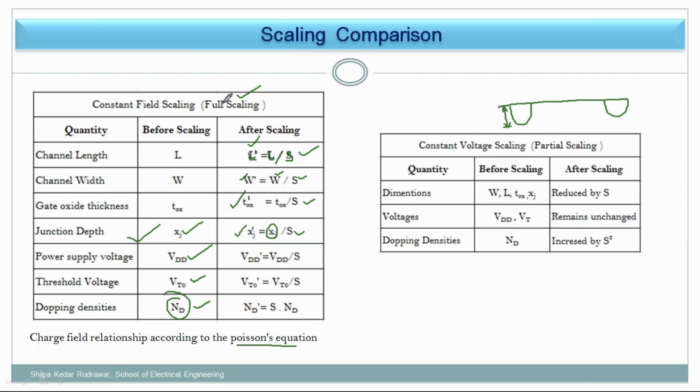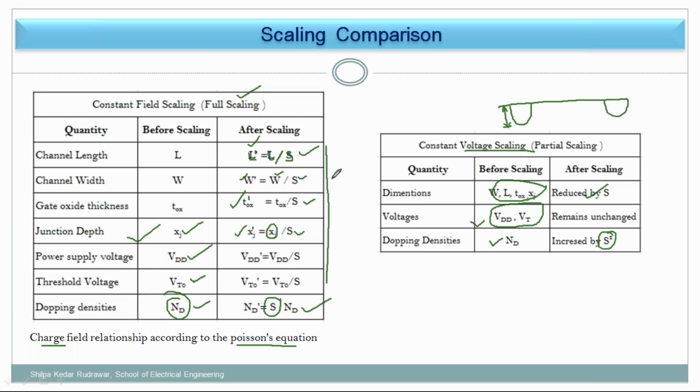So in full scaling, what is happening? Every parameter is scaled down, you are able to see. But if you scale down the doping, we will not have proper charge, and that's why you need to scale up this value. But here you are able to see constant voltage scaling. All other parameters we are scaling by S, but the voltage will remain constant. We are not scaling down VDD and VT. Without scaling and with scaling they are the same. And the doping concentration you need to provide properly, so it is increased by S square.